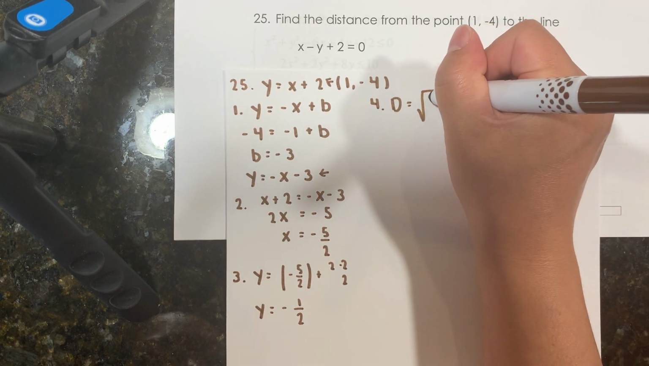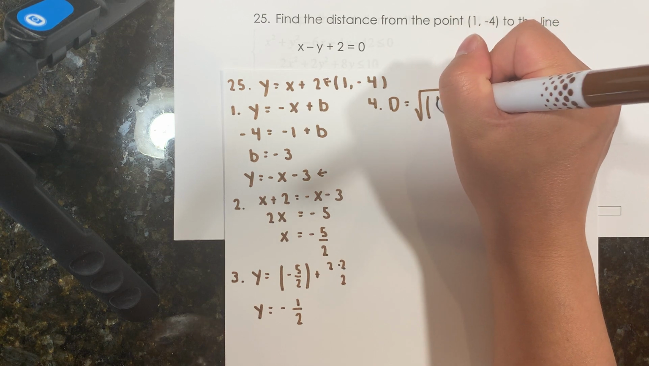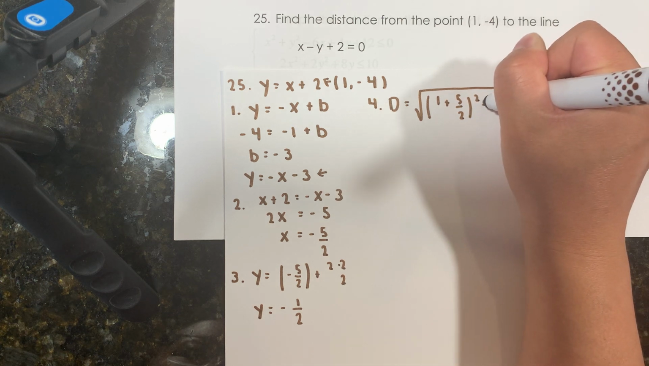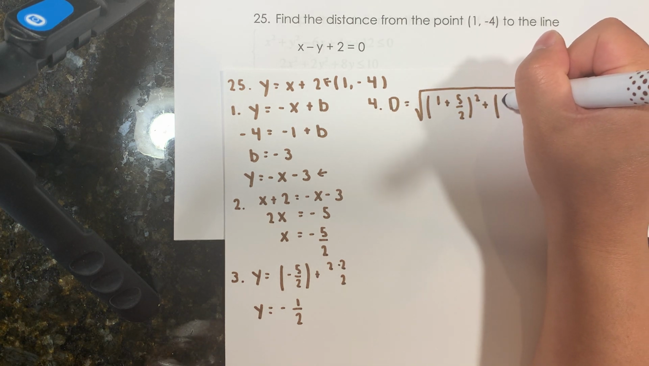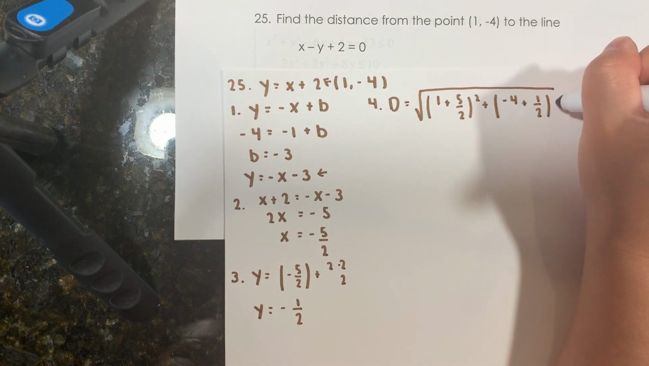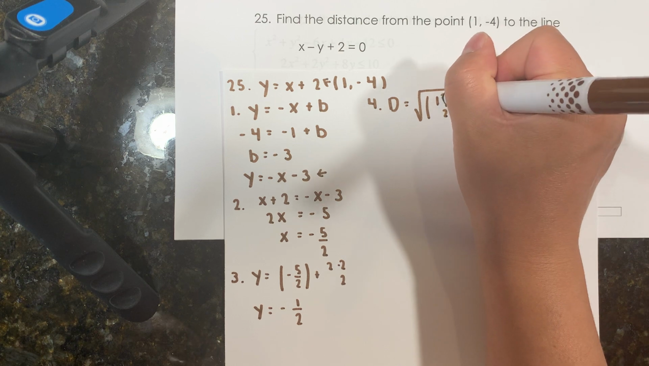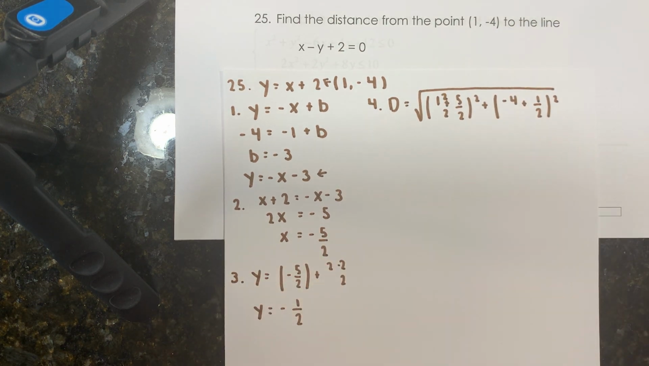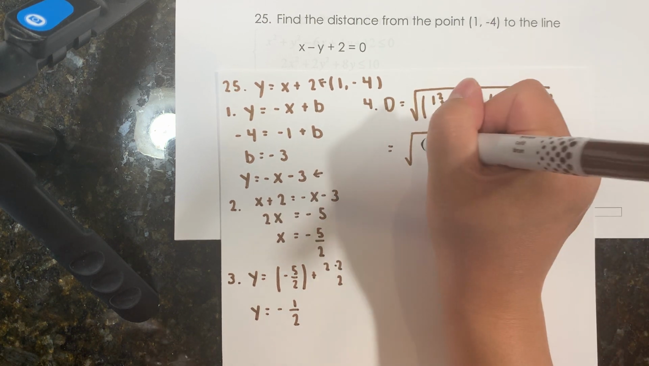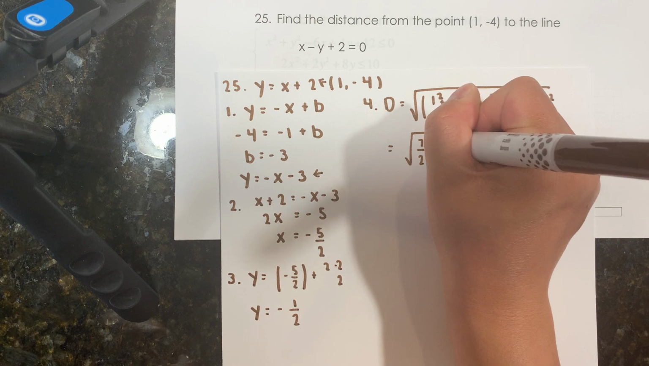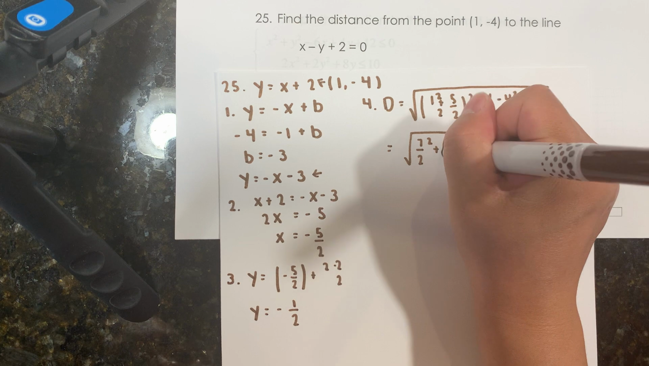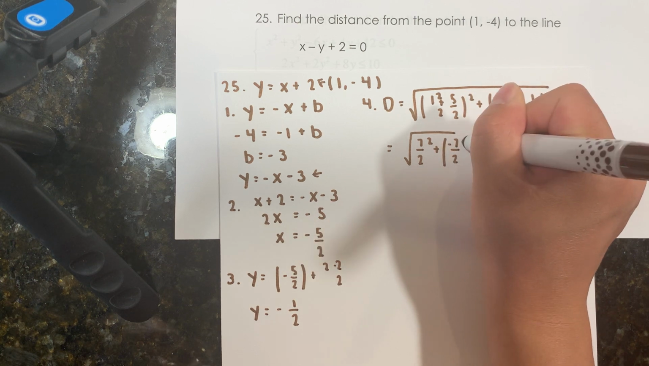So I'm going to do y1 minus y2, so it would be plus 5 over 2 squared, plus y1 minus y2, which would turn into plus 1/2 squared. So both of these are negative, so they turn into a positive. So that would become square root of 2 plus 5 would be 7 over 2 squared. Negative 8 plus 1 would be negative 7 over 2 squared.